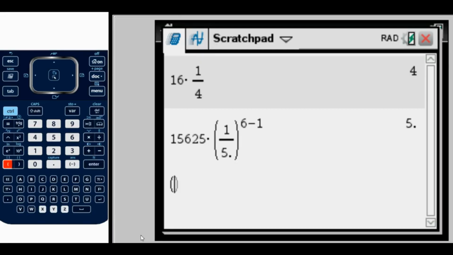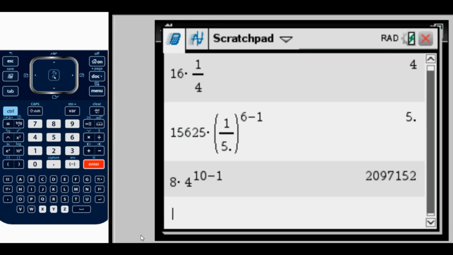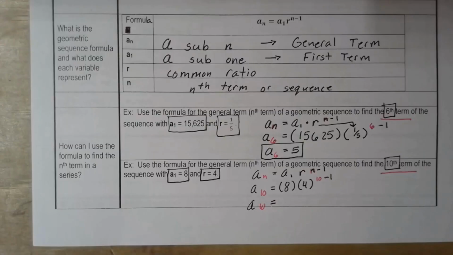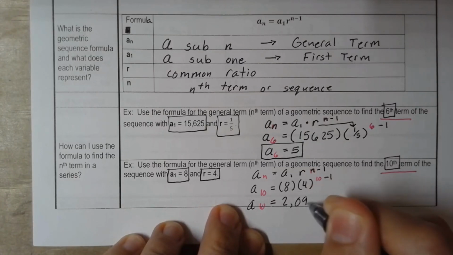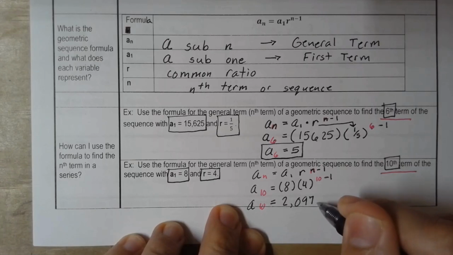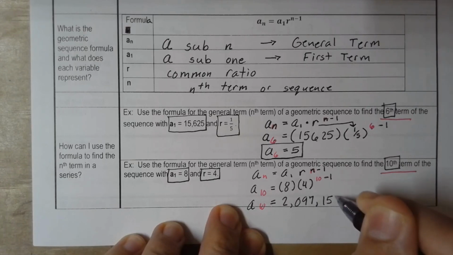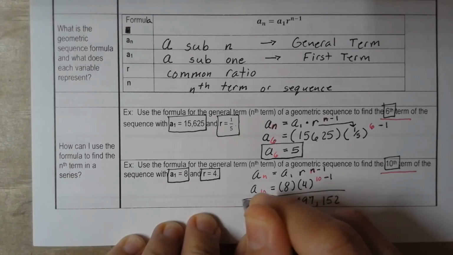Alright, I'm going to go ahead and put in parentheses 8, and our common ratio is 4, and that was to the power of 10 minus 1 because we're looking for the 10th term. And it gives me a really large number. It looks like to me 2,097,152. So let's go ahead and document that number. Alright, 2,097,152. And that is our final answer.